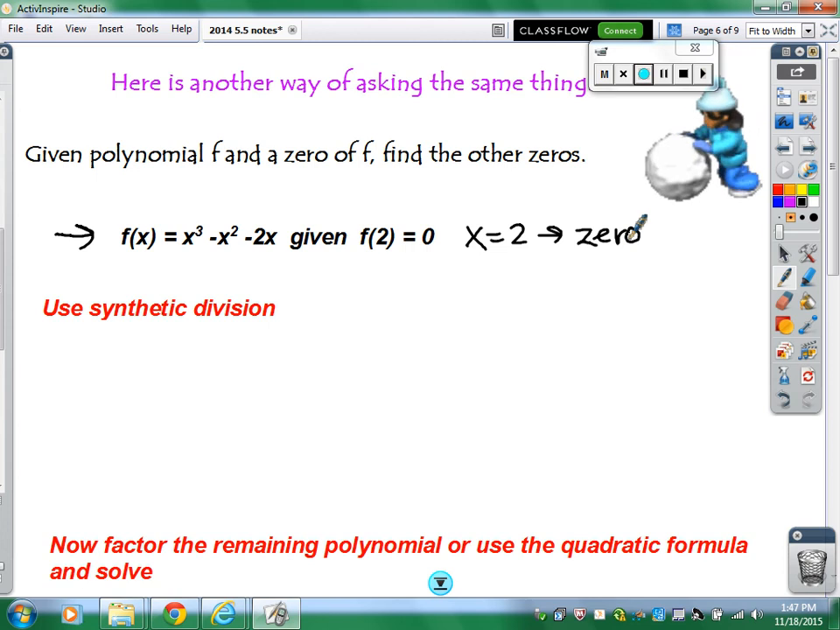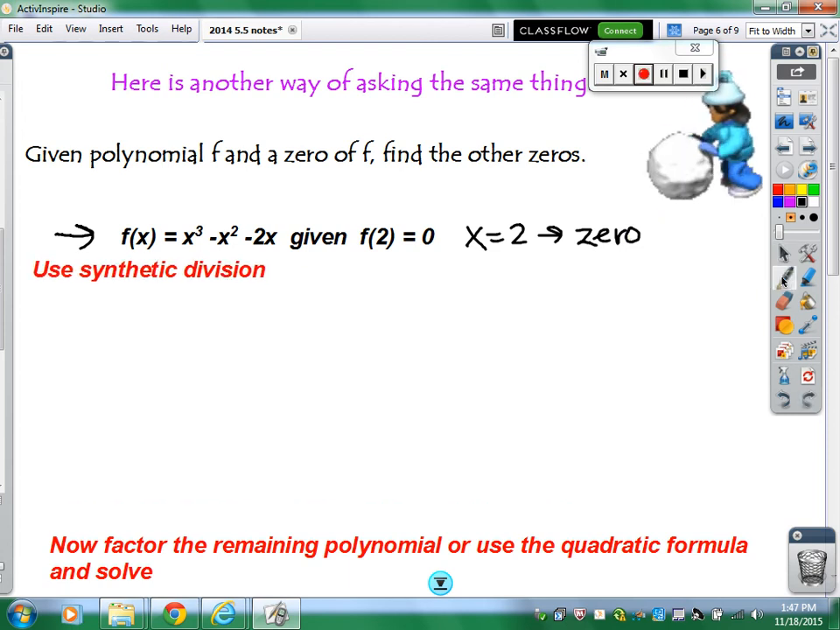They're giving me 1. How many total do I have? Well, look at the degree. The degree is 3, so I need 3. I need to find 2 more zeros, without using the calculator. We're going to use synthetic division for this.